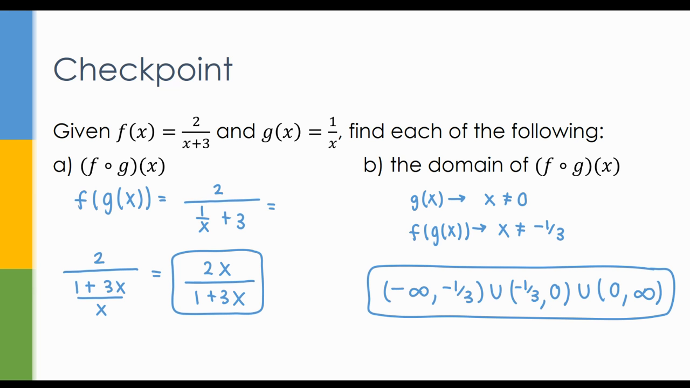Okay, so notice that the 1 over x had to get substituted into the x in the bottom of that first expression, and then I multiplied the top and the bottom by x so I could get rid of the fraction within a fraction. And so that gave us 2x all over 1 plus 3x. So looking at the g of x, I know that I can't have 0 in my domain. And if I look at my composition, I set the 1 plus 3x equal to 0 and saw that the moment I have negative 1/3, that denominator turns to 0, so I cannot include that one either.